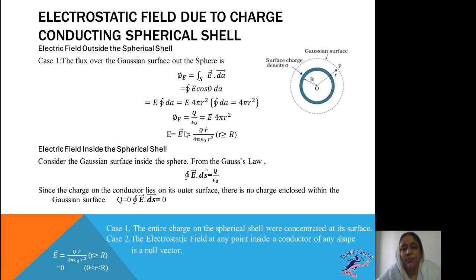sphere, and we will calculate. What you find is that this gives a similar result to the conducting sphere. That means the spherical shell will look like a sphere as before. There is no difference. Now consider inside the shell. Again, when we draw a Gaussian surface in this region, less than capital R, there is no charge inside. Again, we get nothing. There is a null vector inside. That is, a null electrostatic field inside the spherical shell.